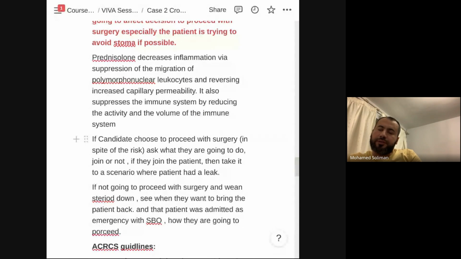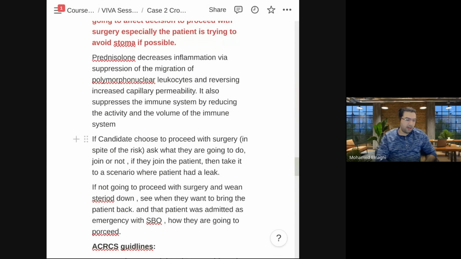I would consider drip and suck in this situation, put an NG tube to decompress the small bowel, give him fluids, observe urine output, and check the basic bloods including lactate, CRP and white cell count for other markers of inflammation. And then I will consider getting a CT scan first for assessment of the degree of obstruction or any associated complications. Okay, so the CT scan shows that the patient has mechanical small bowel obstruction, likely from a stricture in Crohn's disease.